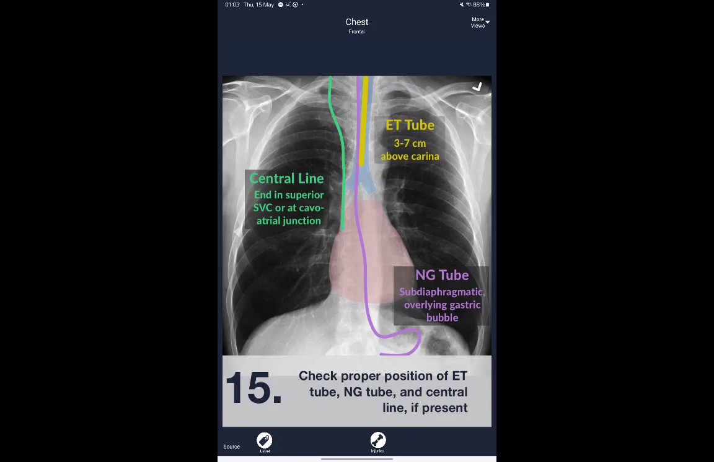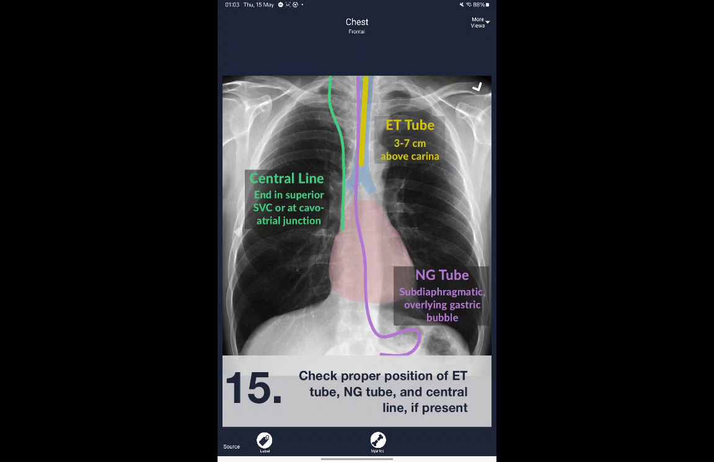Then the last thing here is that sometimes you can find extra devices within the patient, like an endotracheal tube, ET tube. It should be in its normal position. The normal position for the endotracheal tube is 3 to 7 centimeters. It always should be above the carina. If it descends to the right or left bronchi, then it is wrongly situated or displaced.